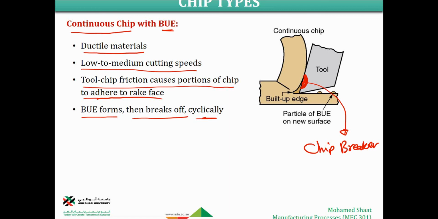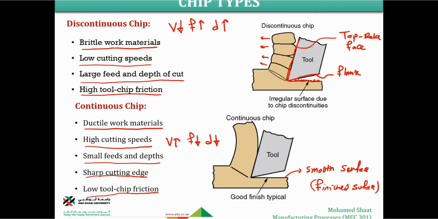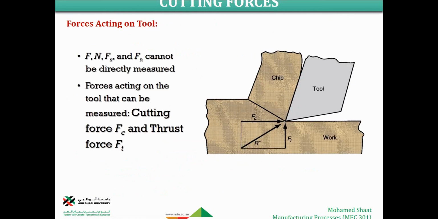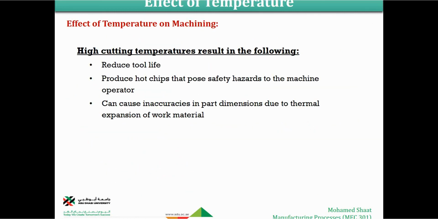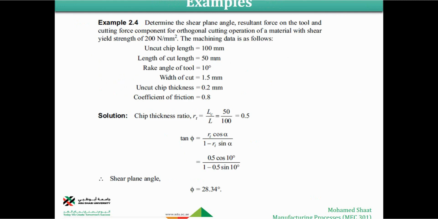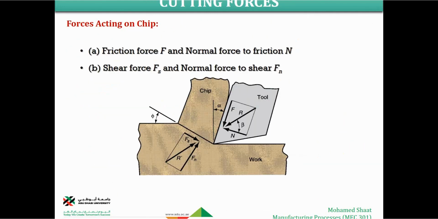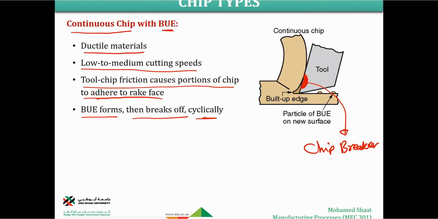This is the objective of the chip breaker, and these are the different types of chips that would be formed during the machining operation. As I said, we won't go deeply through this mechanics in terms of the forces and so on, but we are going to consider next how we can calculate the machining time and the metal removal rate for the different machining operations that we discussed: the turning operation, the milling operation, the drilling, and the shaping operation.